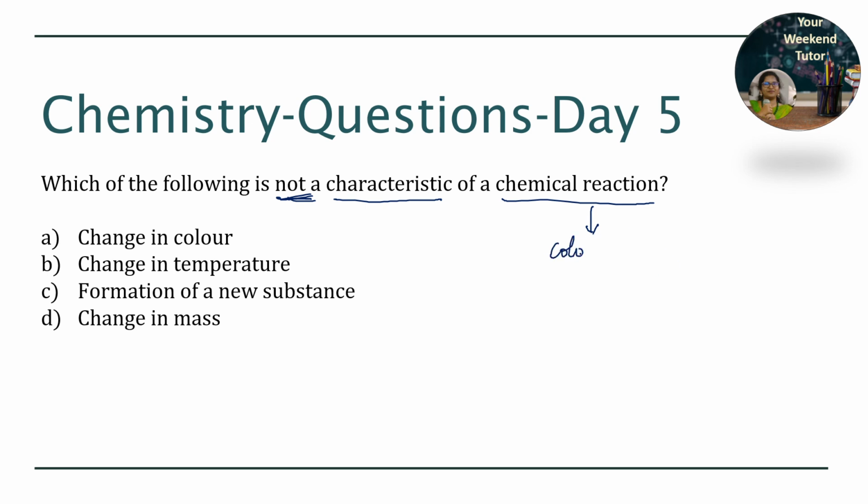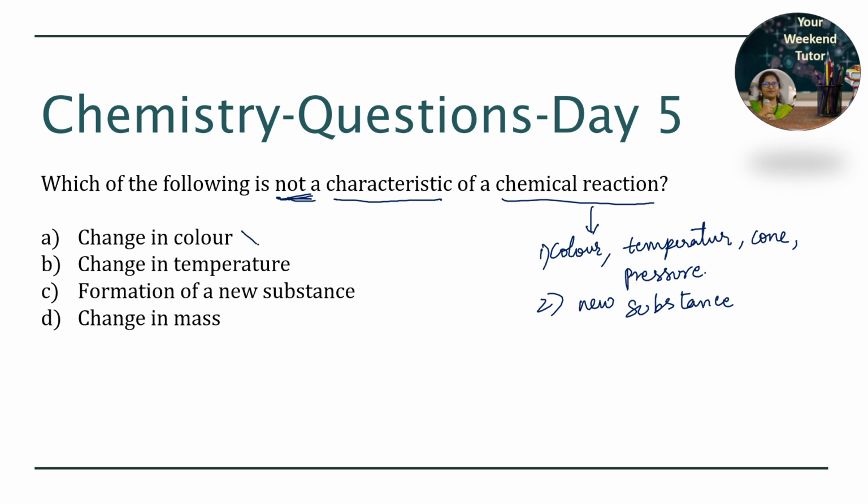Chemical reaction, the characteristics are, there will be change in color, temperature, and there will be change in concentration, or we can say pressure, etc. Okay, and a chemical reaction is something where you form a new substance. By seeing this you might have known the answer. So change in color is a characteristic, so this is a wrong answer. This is also wrong, this is also wrong.